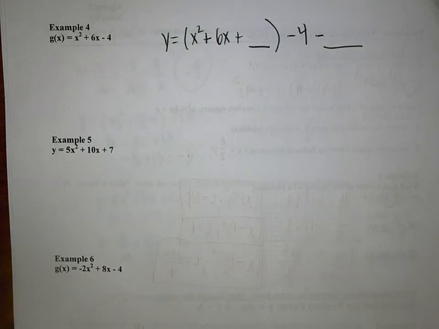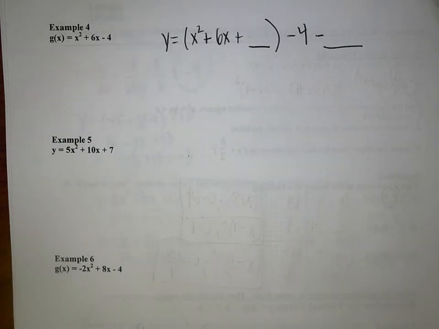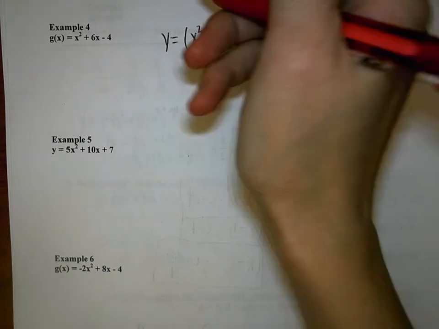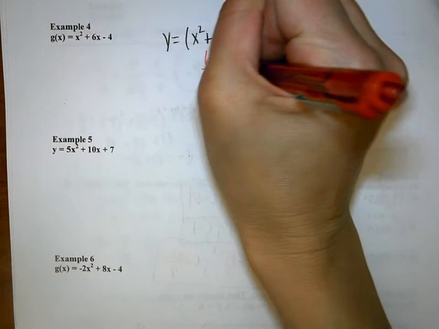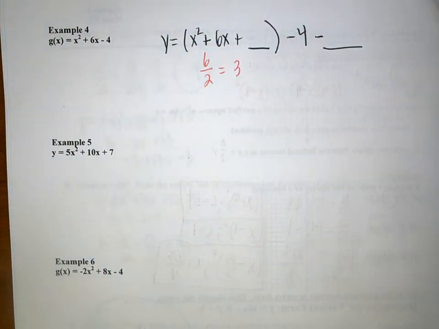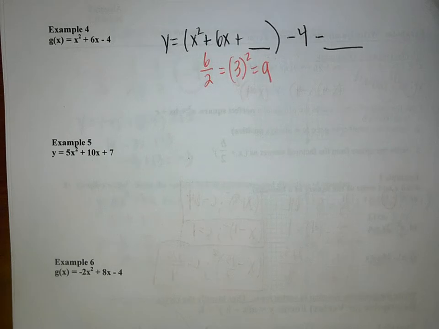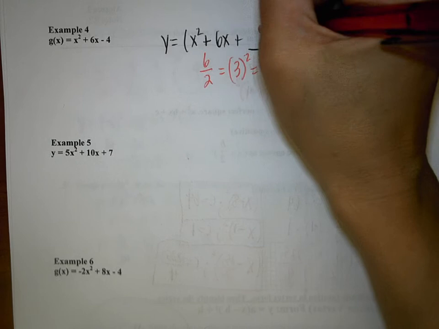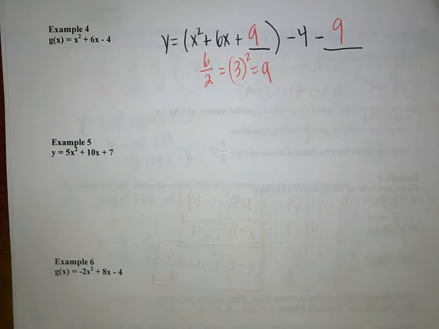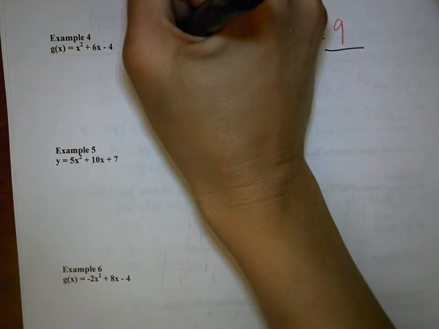Okay, next step is to do what, Lillian? Good, take your B term, which is 6, divide it by 2, and that makes 3. And then what do we do now? We square it, which makes 9. And then what do we do with that 9? Exactly, perfect. And what do we do with the g? You can change it to y, or we could have left it as g of x. Either way is okay.